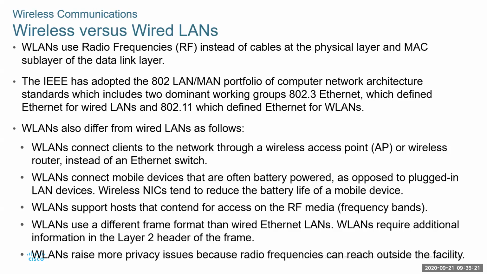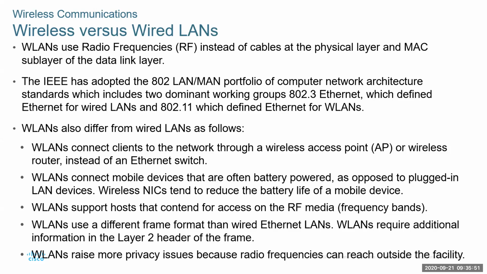So wireless LANs are all on the 802 profile. You have 802.3, which is your standard Ethernet, and then you're going to have wireless stuff, which is 802.11. Wireless LANs connect to clients through a wireless access point or a wireless router, depends on what they are. There's a difference between a wireless access point and a wireless router. So instead of being directly connected to the Ethernet switch, it's going to connect to one of those two.